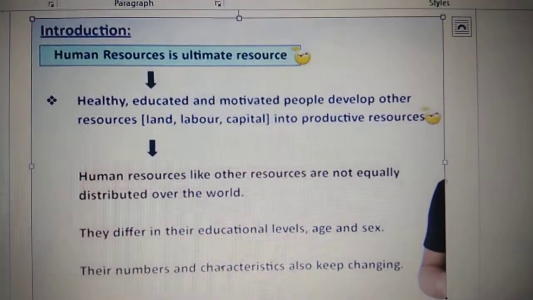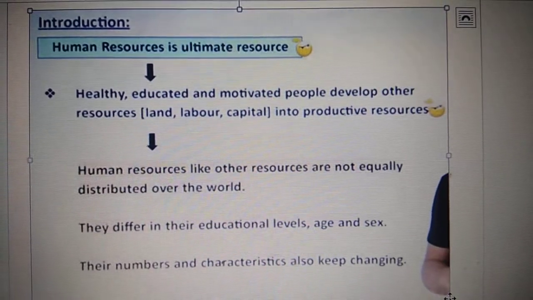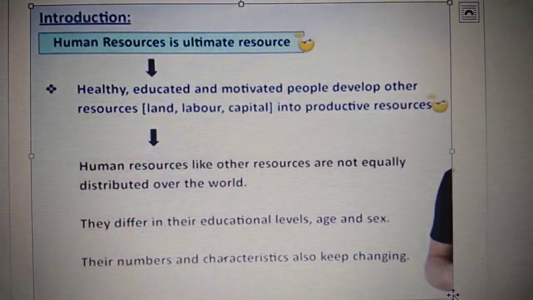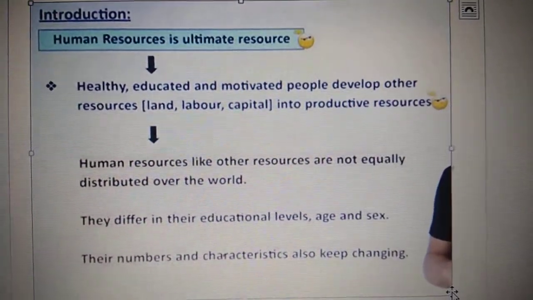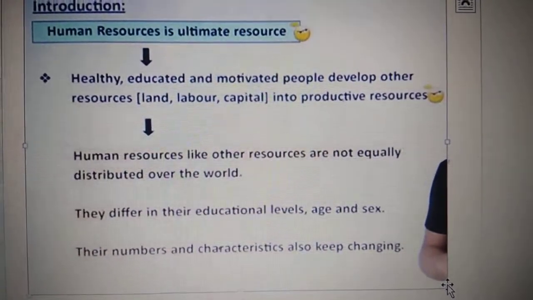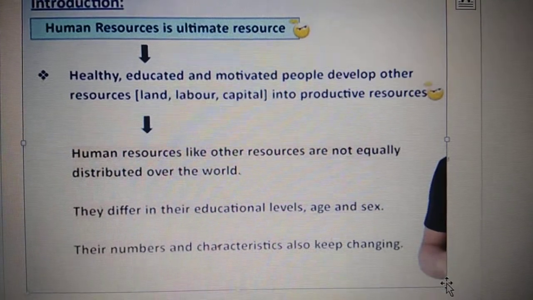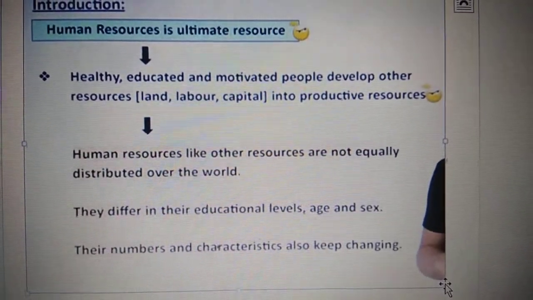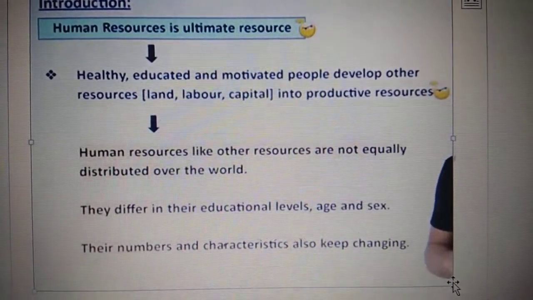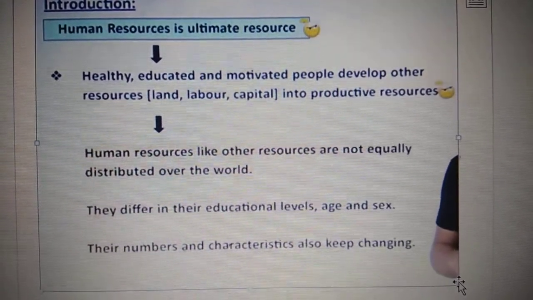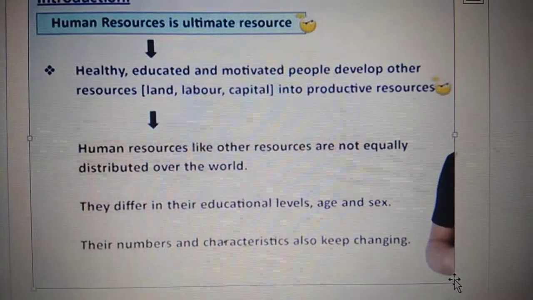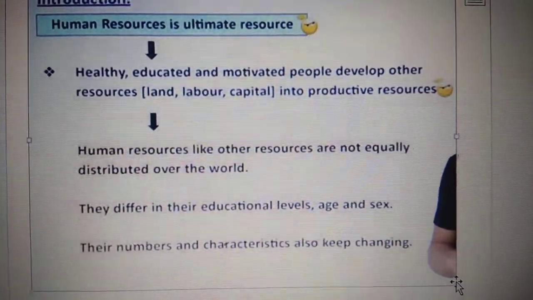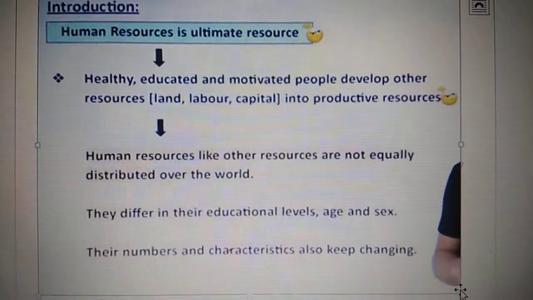A nation becomes great only with its availability of natural resources and the people with their qualities. If they are healthy, educated and motivated, they have the ability to transform the gifts from nature, the available resources, all the valuable resources in the country, and utilize it for more useful purpose. Okay, so they are called the ultimate resource.